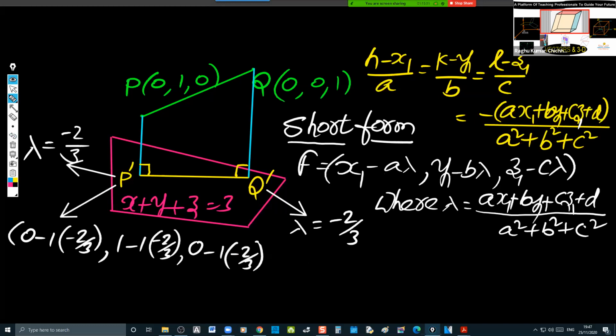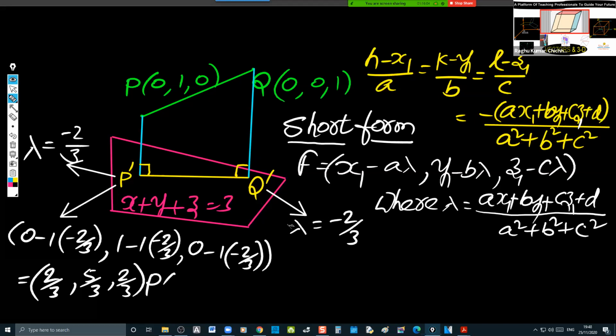So what is it that you get in this case now? It is 2 by 3, comma, 1 plus 2 by 3, 5 by 3, comma, 2 by 3. Okay? This is what you have to understand about P dash. This is P dash. You can do the same for Q dash also. Q dash, please. Can you try it?